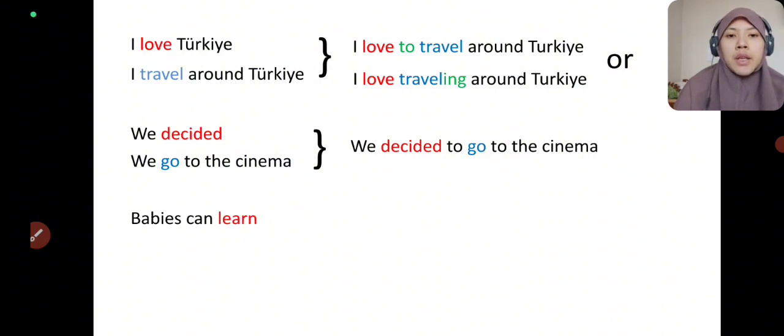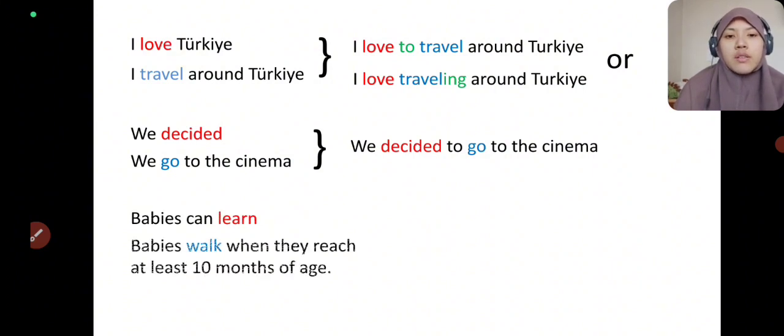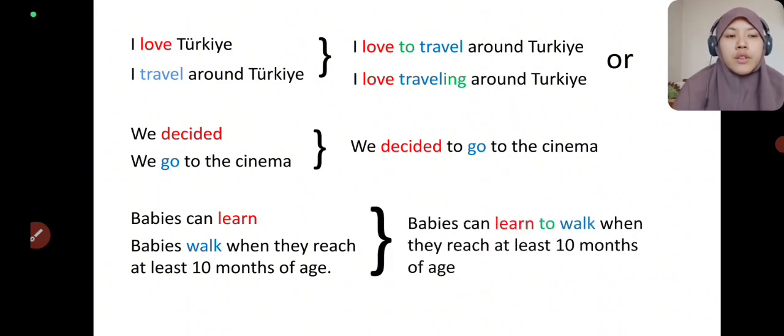Next, babies can learn. Babies walk when they reach at least 10 months of age. I want to combine two of them together. How? By using to infinitive. Babies can learn to walk when they reach at least 10 months of age.